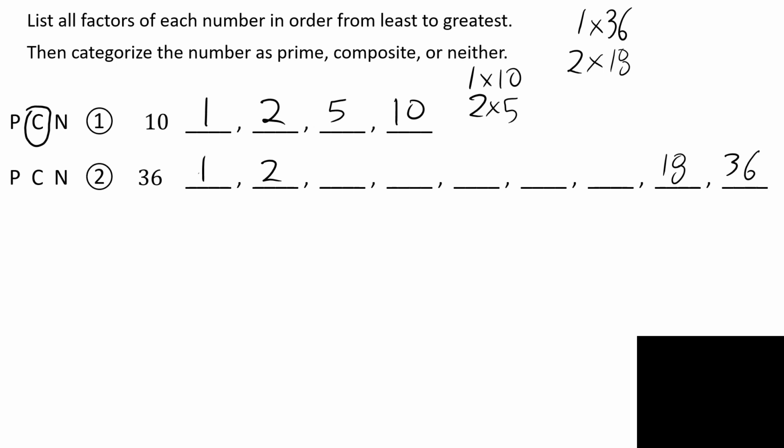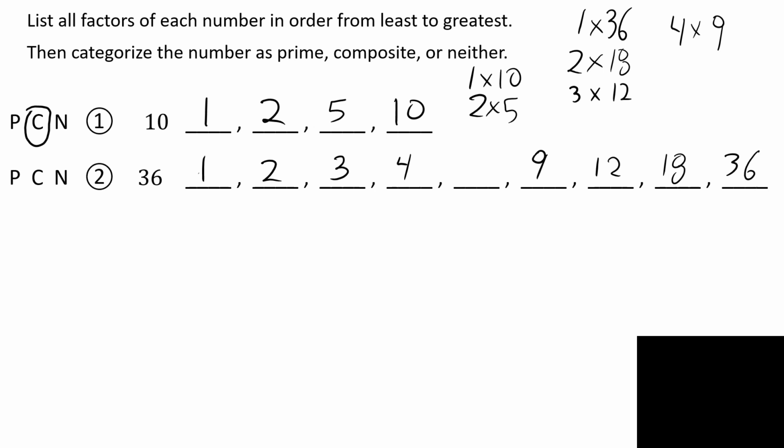Now I'm going to try the number 3. Does 3 work? Yeah, 3 times 12. And this is one you should have memorized from your multiplication table, right? 3 times 12 is 36. Place the 3. Place the 12. Now I'm going to try 4. Yep, 4 times 9 is 36. I can place the 4. I can place the 9.